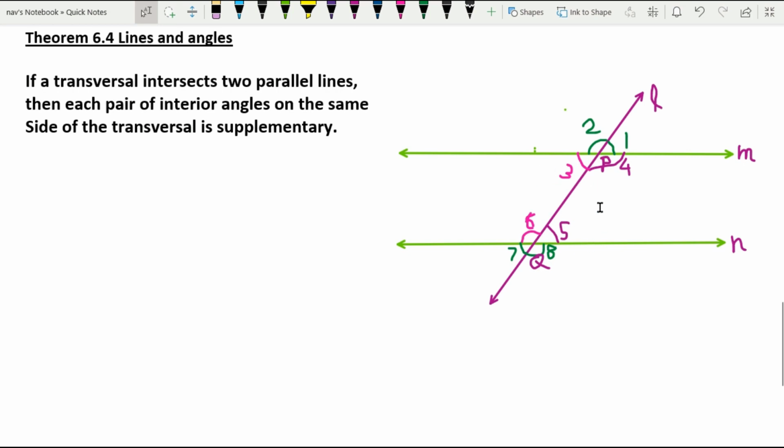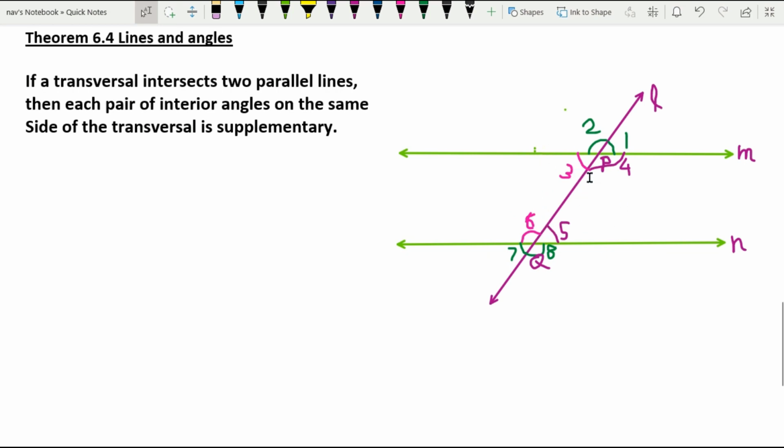First, let us see where the interior angles are formed. See, these are all the interior angles. These angles are enclosed between these two parallel lines. These angles lie between these two parallel lines. So angle 3, angle 4, angle 5 and angle 6 are all the interior angles formed here.